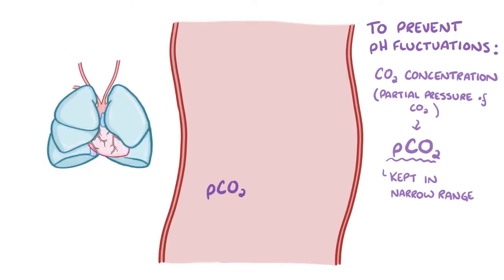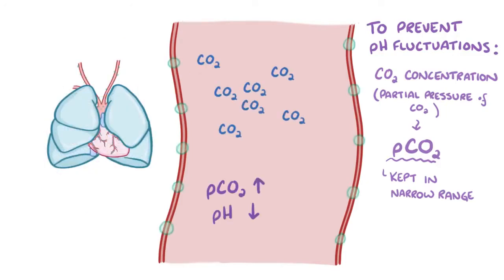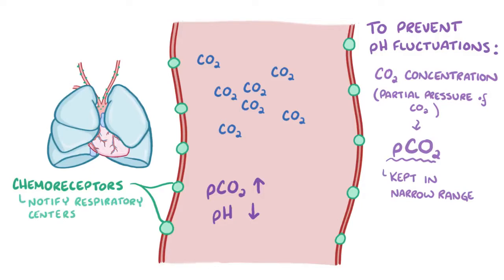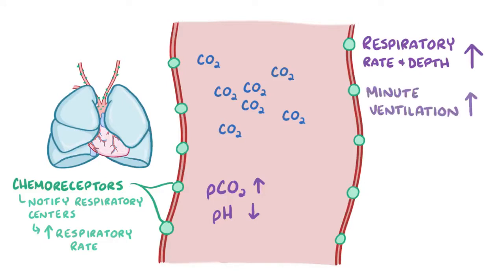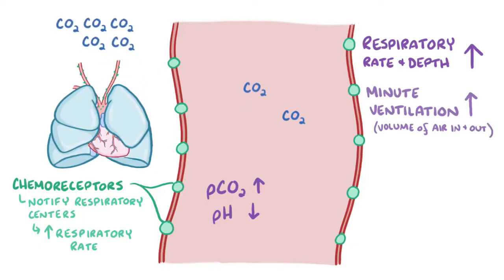If PCO2 starts to rise and pH starts to fall, chemoreceptors that are found in the walls of the carotid arteries and in the wall of the aortic arch start to fire more. And that notifies the respiratory centers in the brainstem that they need to increase the respiratory rate and the depth of breathing. As the respiratory rate and the depth of each breath increases, the minute ventilation increases. And that's the volume of air that moves in and out of the lungs in a minute. The increased ventilation helps move more carbon dioxide out of the body, which reduces the PCO2 in the body and raises the pH.